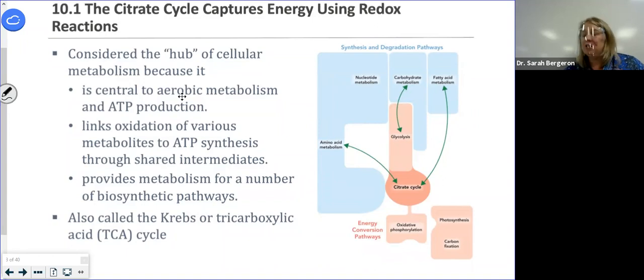So if you don't have the citrate cycle, it could be because you're not getting enough oxygen. Regardless, you're not going to be making very much ATP. You'll make a little ATP in glycolysis, but not very much at all. And the reason we have all these links is because of shared metabolites. That's the scientific way of saying that we have metabolites that are shared in these different pathways, and so we can connect to many different things.